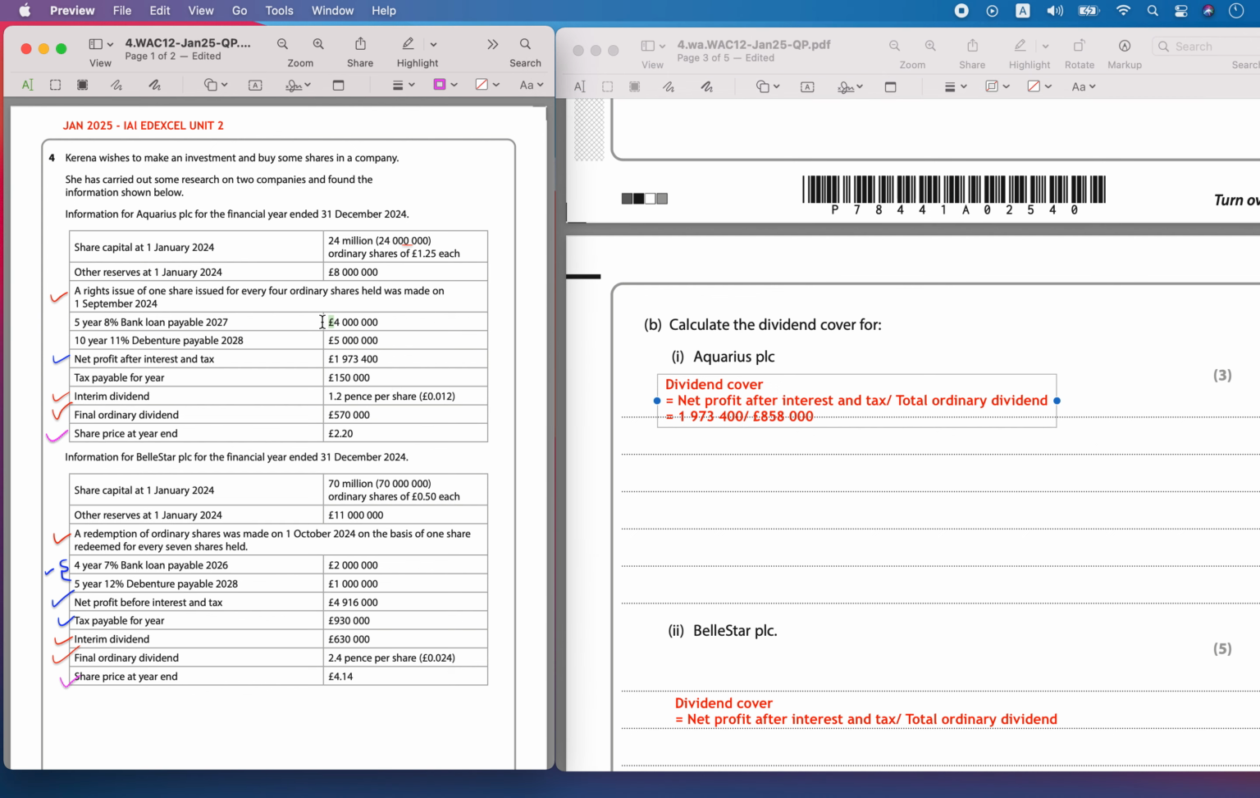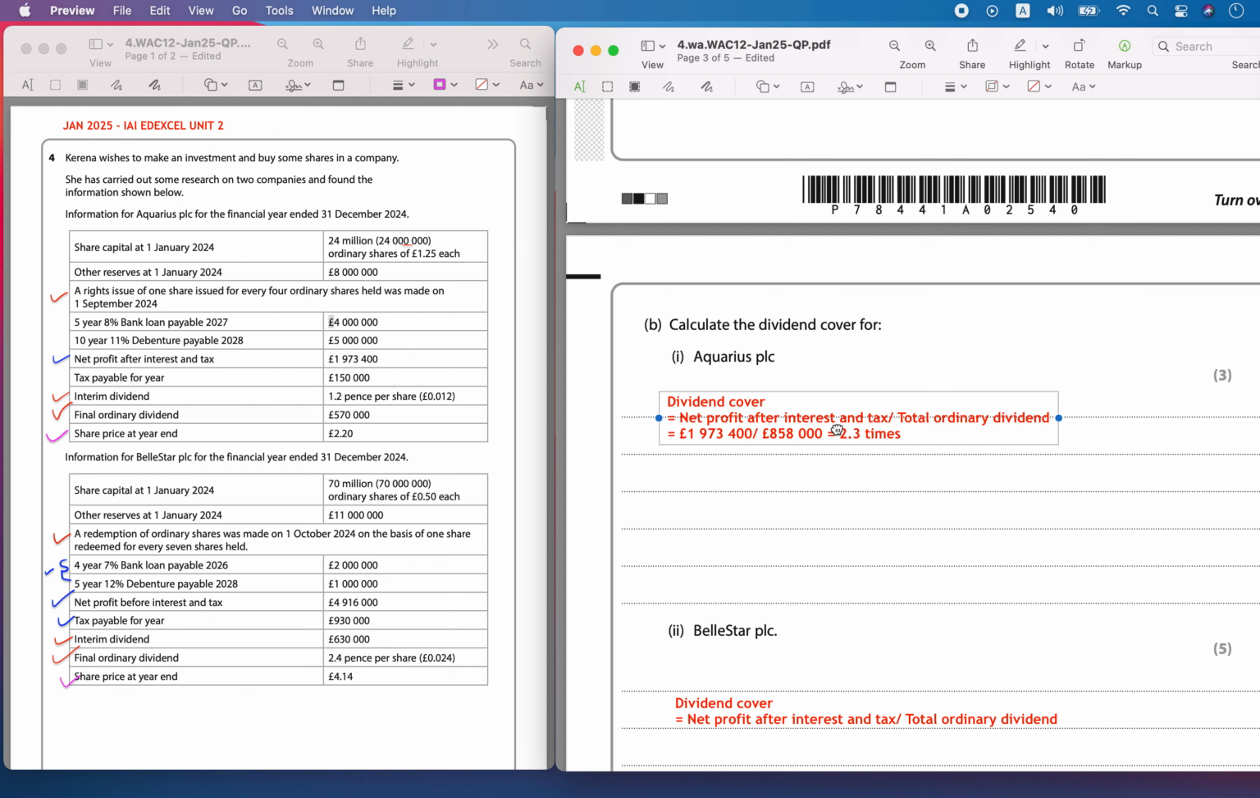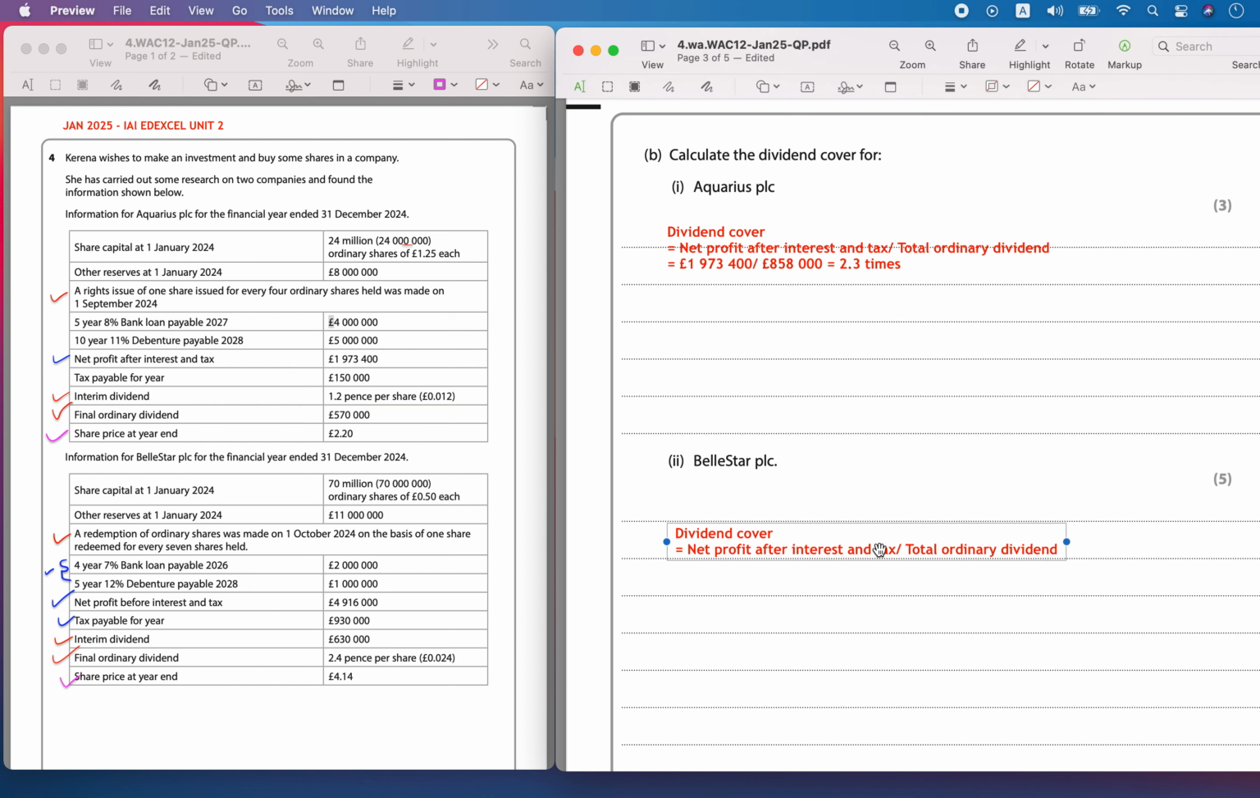So now let's calculate the value of the dividend cover. It's a ratio, so that is equal to 2.3 times. You will write 2.3 times. So this is the dividend cover for Aquarius PLC.